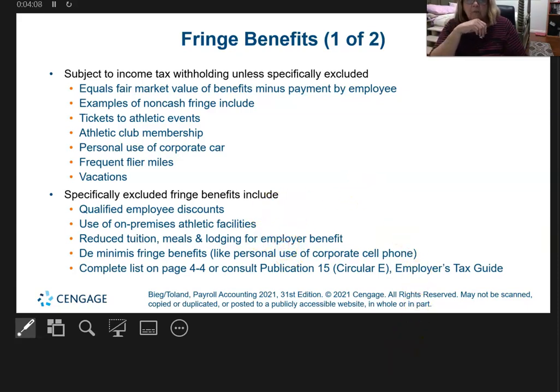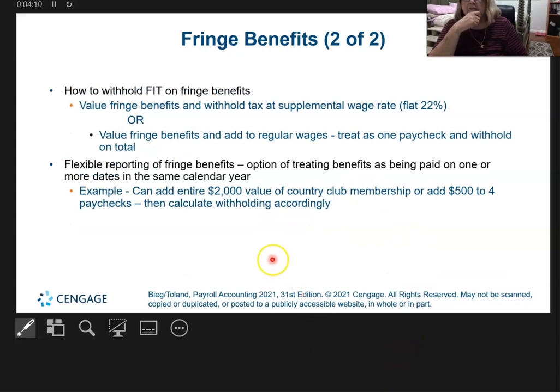And then there's one more slide here on other fringe benefits, and how to withhold. It's done at a flat 22%, depending, or it's treated as a regular paycheck. You can take a look at that. But this whole thing is about understanding FIT withholding, which is federal income tax withholding.